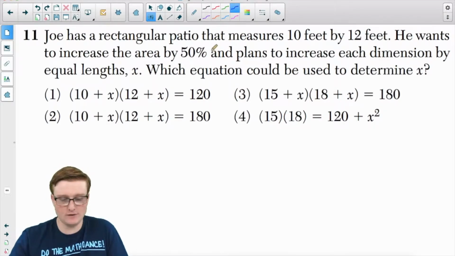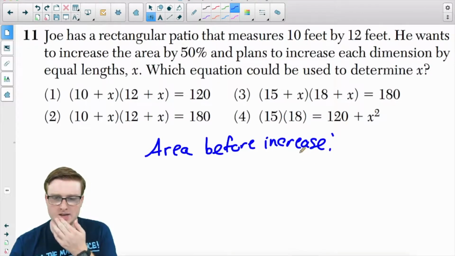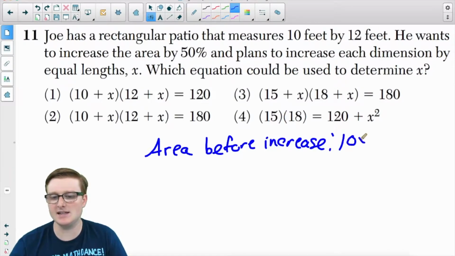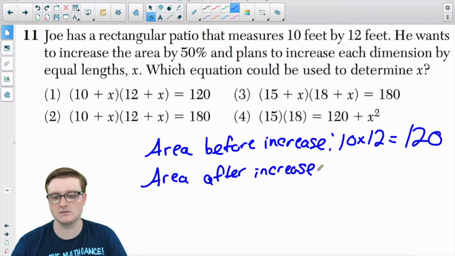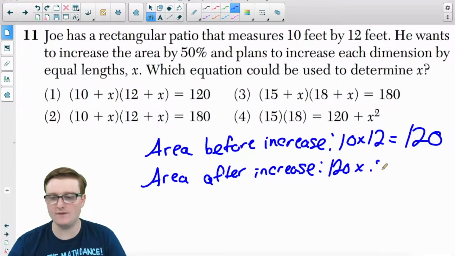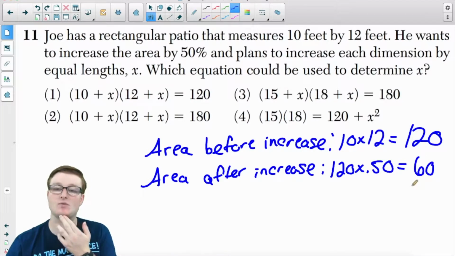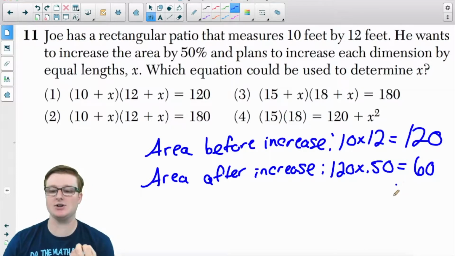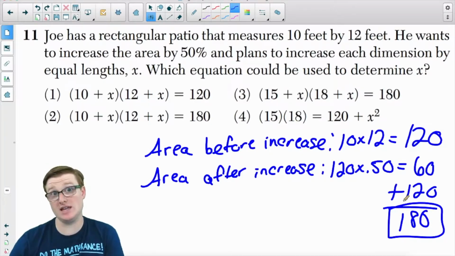Well, first and foremost, you want to calculate the area before the increase, because he does want to increase the area. So the area before the increase is 10 times 12, which is 120 units. Now, the area after the increase is 120 times 0.50 for that 50%. That will give you 60. But remember, you're taking 60 and now you're adding 120 back on again, and you get 180. So 180 is the area after the increase.